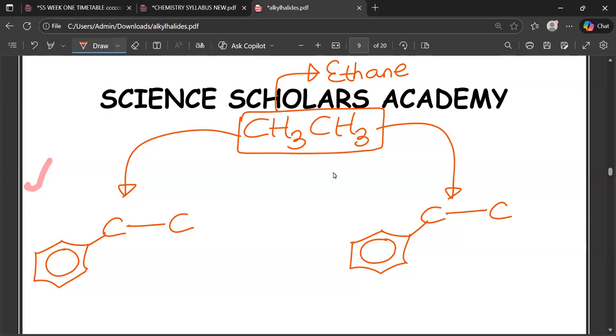Same cases. In the first case, the Br is going here. But in this other case, the Br is going here. So this carbon is left with 2 hydrogens, and this carbon is left with only 1 hydrogen. Then here this carbon is left with 3 hydrogens, and here this carbon is left with 1 hydrogen.